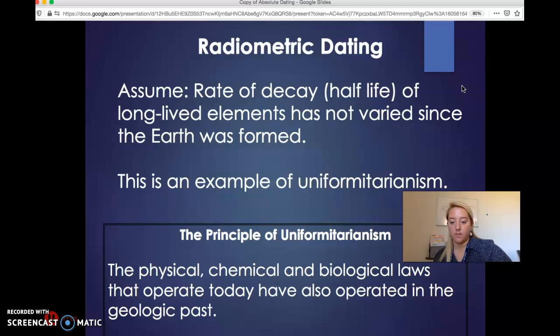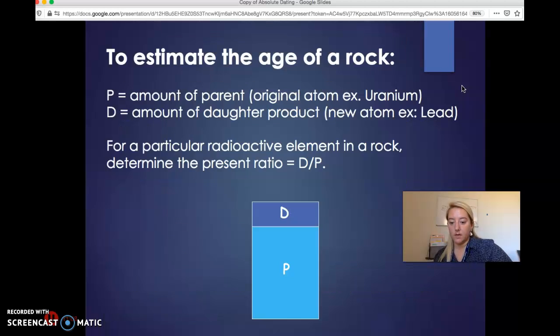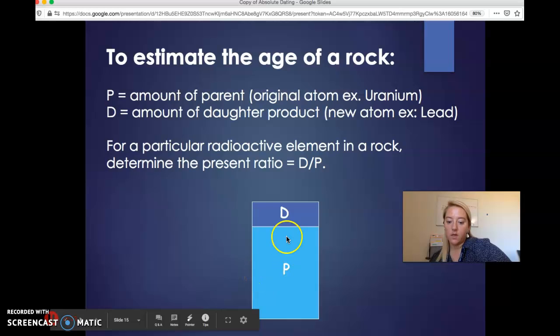So we assume that. All right, again, to calculate the ratio of the half-life, you put the daughter product over the parent product. If the daughter product is larger than the parent product, then you can assume that more than one half-life has happened. If the parent product and the daughter product are 50-50, you can assume that only one half-life has happened.